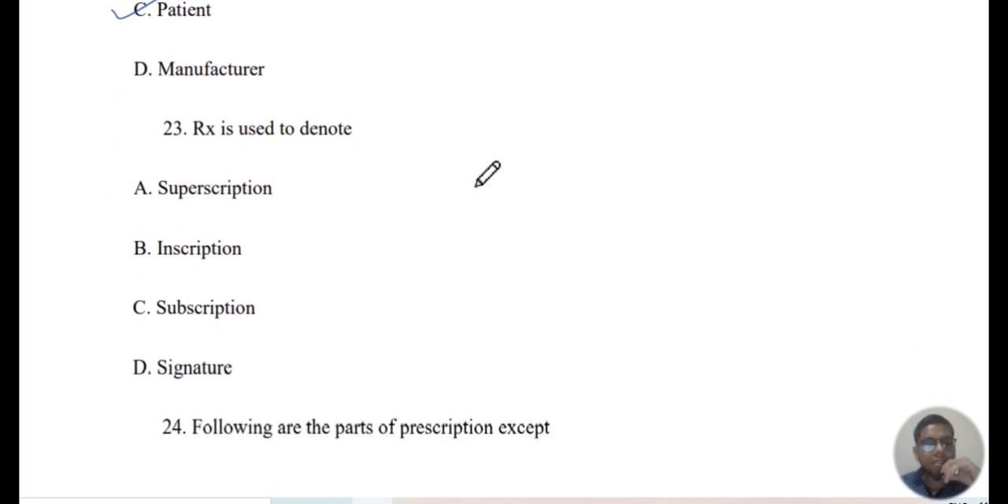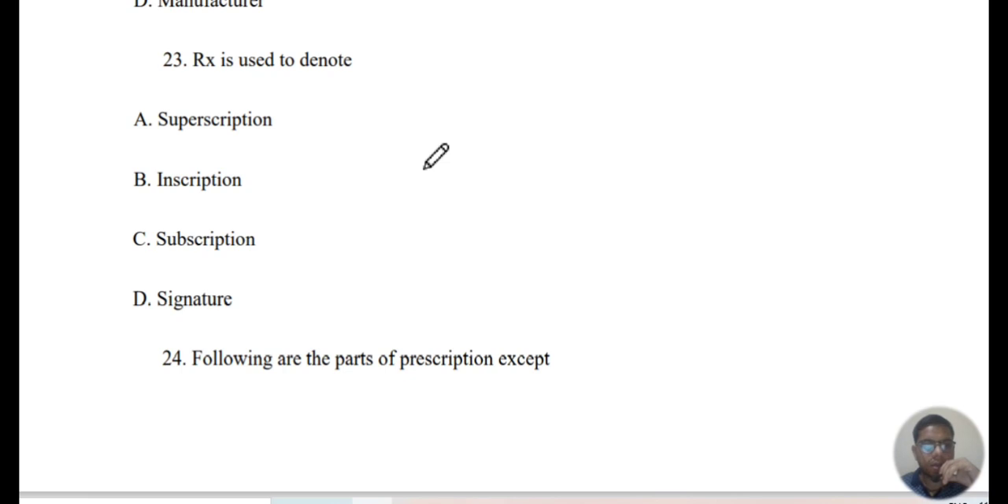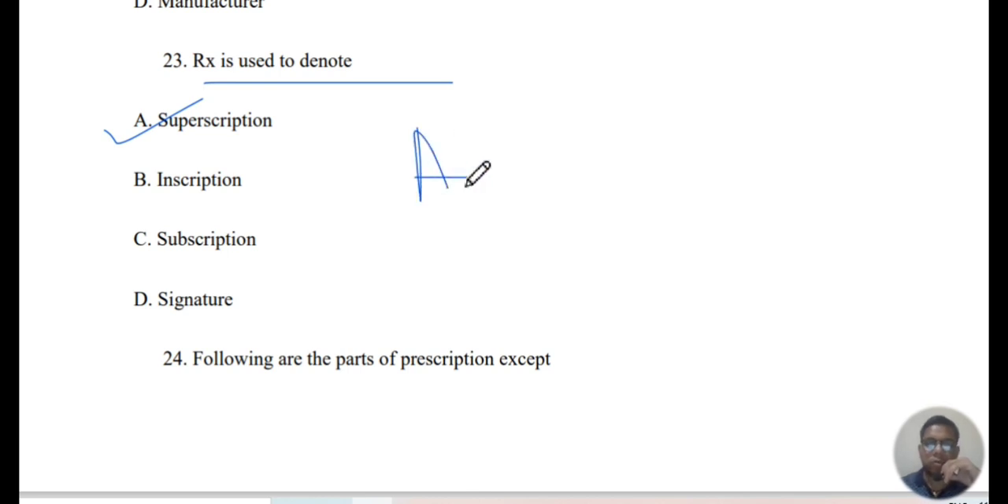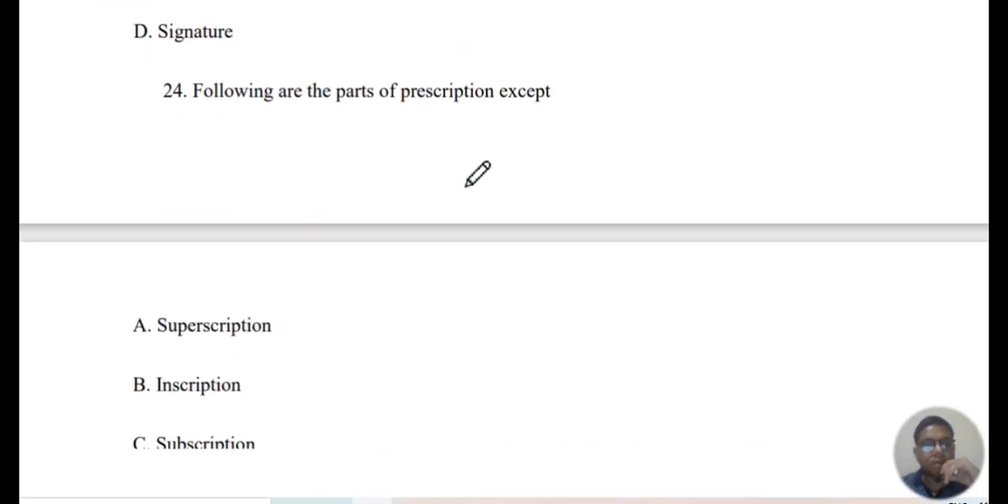Okay. Next is RX is used to denote prescription. RX is used to denote. The answer is A, superscription. Rx is denoted by superscription.